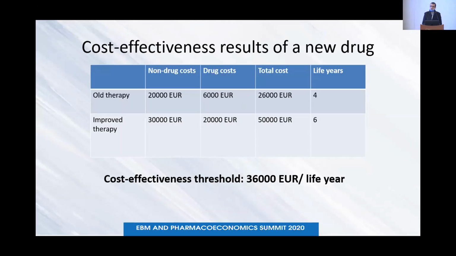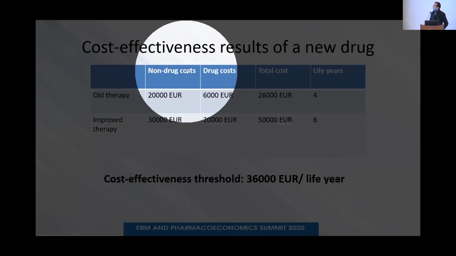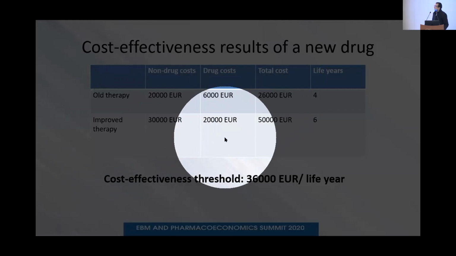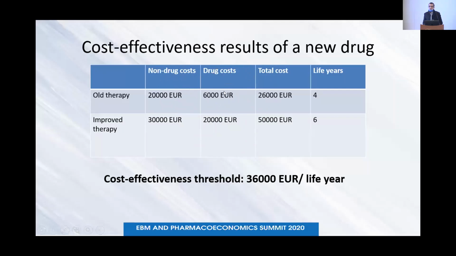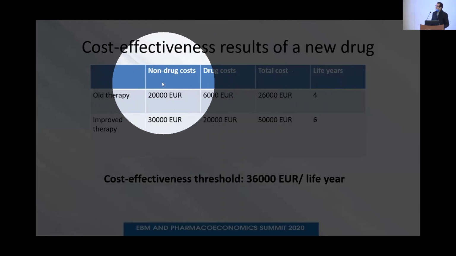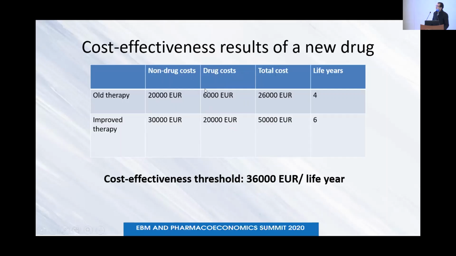So this is a new term, which is so-called managed entry agreement. I will introduce managed entry agreement, or so-called risk-sharing agreement, by a hypothetical example. Here we have old therapy with a drug cost of 6,000 euro, and we have an improved therapy, a new drug, with a drug cost of 20,000 euro. This is an oncology product and a disease with high public health priority. And we have other costs like administration cost and salary of physician, for both old therapy and improved therapy. The total cost for old therapy is 26,000 euro, and for improved therapy 50,000 euro. The first drug, the old therapy, brings 4 years of life gain, and the improved therapy brings 6 years of life gain.